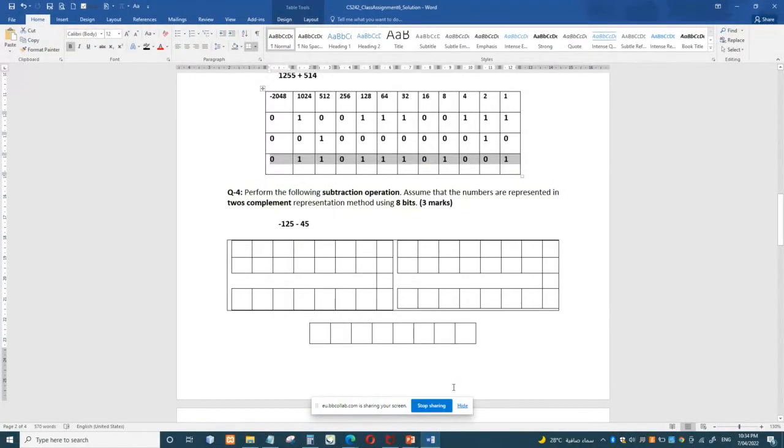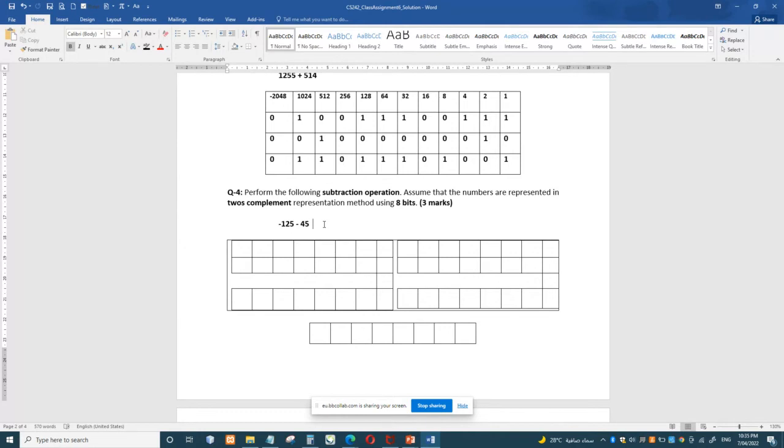Yes. Okay, so now we are going to start question number 4. You can see this is a subtraction operation. As I told you in the class as well, in most architectures we design the microprocessor in such a way that our subtraction operation can actually be performed by doing some addition operation.